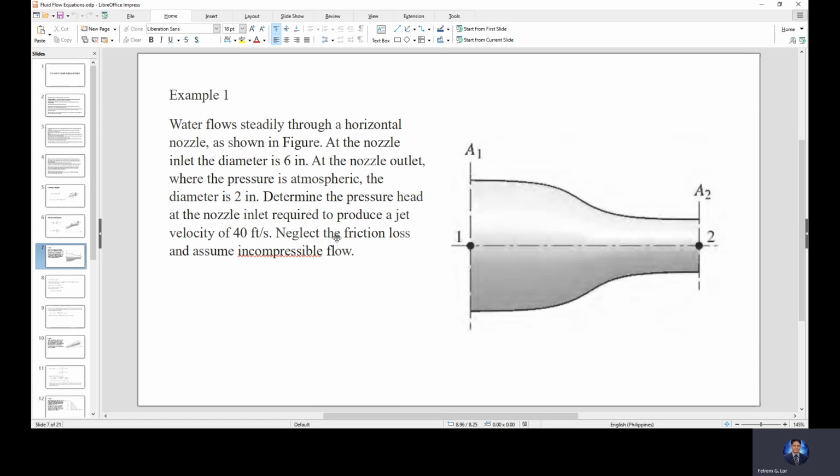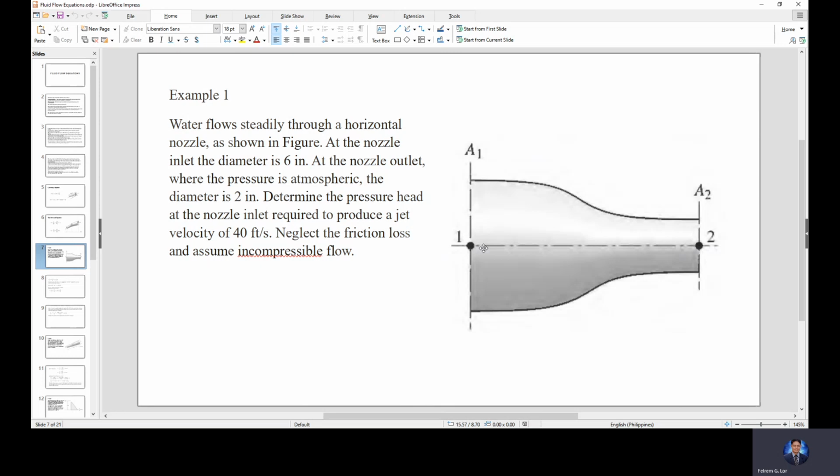I think the velocity they mean is the velocity of the flowing water. The problem does not specify what velocity, at point 1 or point 2. What they are asking is that we have to determine the pressure head at the inlet. How much is the pressure or pressure head at point 1?